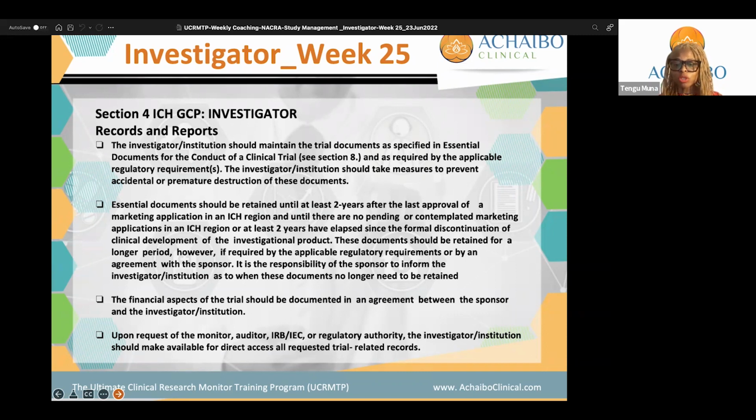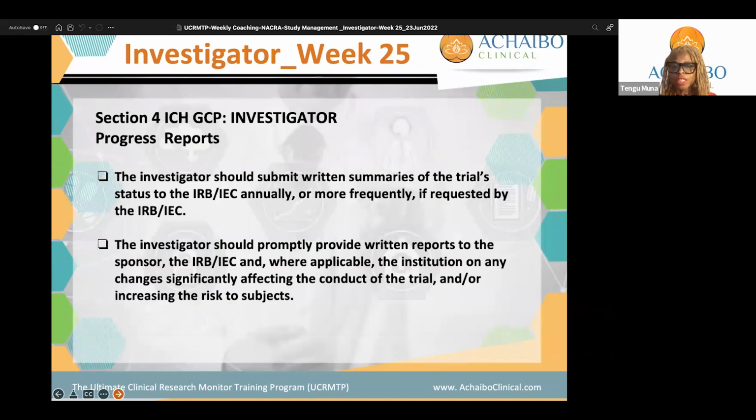Financial agreements should be documented, right? Because we're talking about records and reports. You want to document the financial agreement between the sponsor and your institution, okay? Monitors, again, need to have direct access to this information. And then, of course, progress reports. The expectation is that you are reporting per the IRB or ethics committee's guidelines. Some require it annually, some require it every 6 months, every 4 months. It just depends on the kind of trial that you're working on. So you want to adhere to those reporting guidelines.